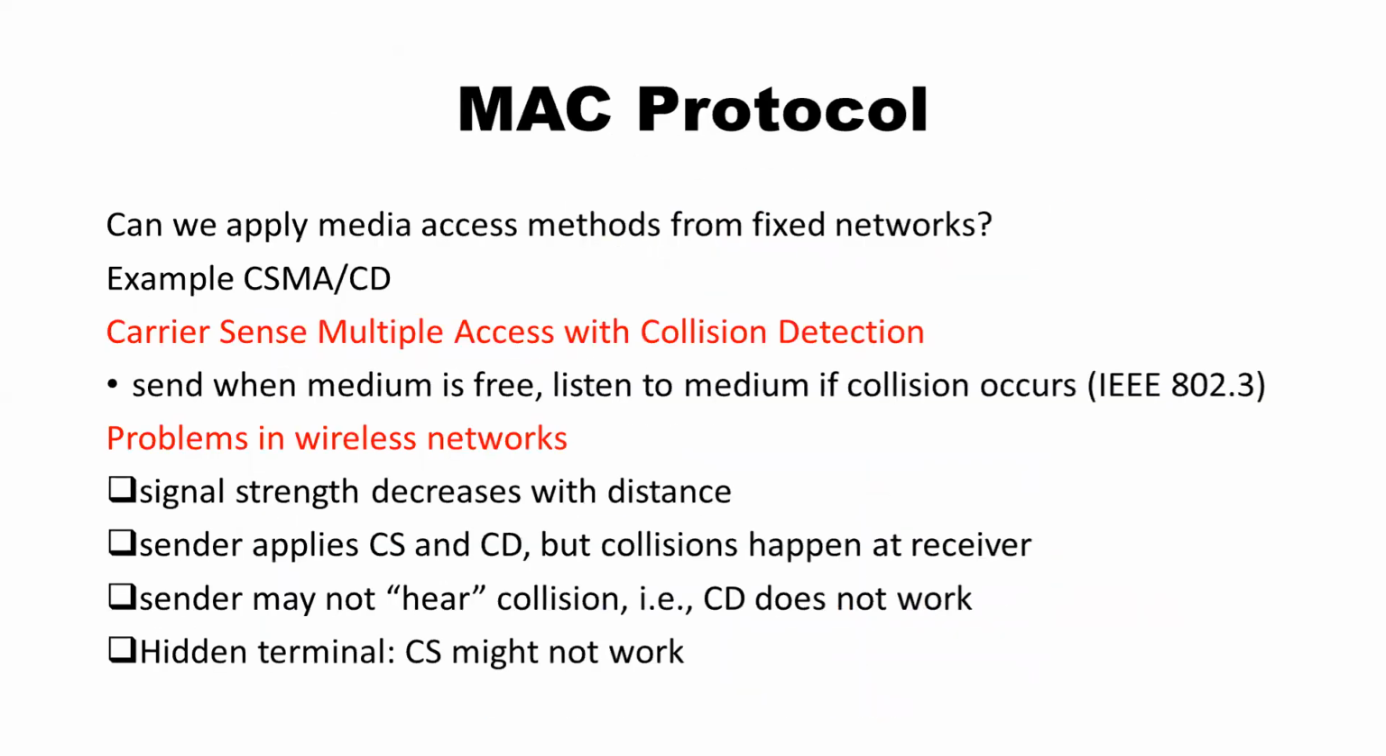MAC protocol. Can we apply media access methods from fixed networks? Example: CSMA/CD, carrier sense multiple access with collision detection. Sends only when the medium is free, and listens to the medium to see if a collision occurs. Problem in wireless networks: signal strength decreases with distance. The sender applies CS and CD, but the collision happens at the receiver. The sender may not hear the collision, that is, CD does not work. Hidden terminal: CS might not work.